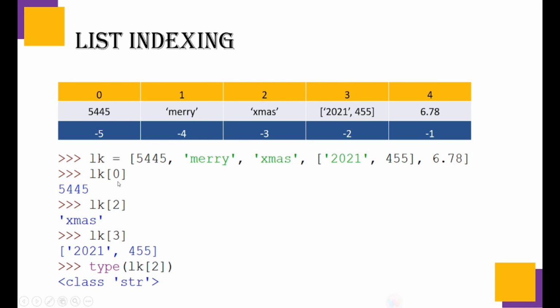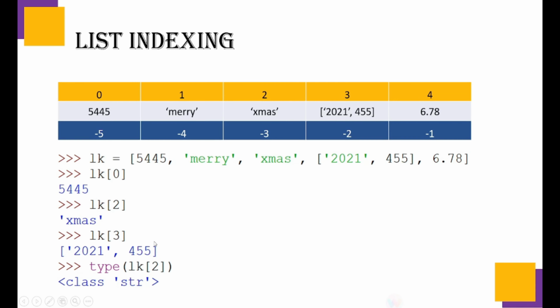If I want to access an element, I'll access it using its index number. If I want to access my first element, as I said, it starts from 0. The first element's index number is 0, so it will print 5445. Index 2, Xmas will be printed. Index 3, this is a list. The whole list is situated in index number 3, hence the whole list will be printed.